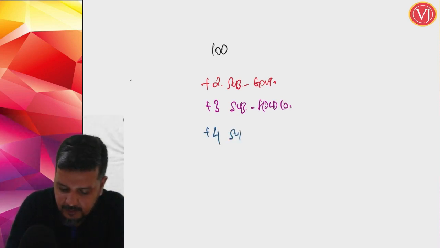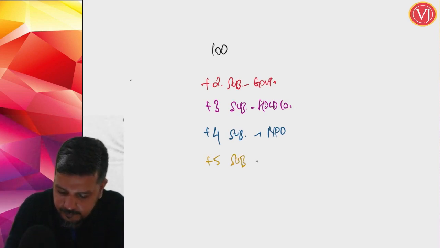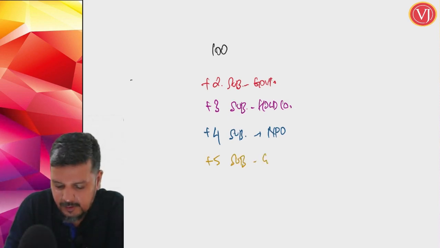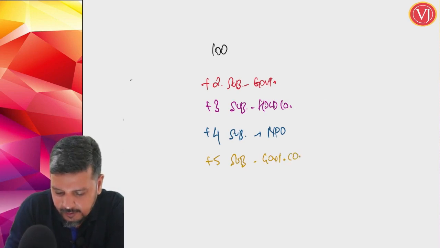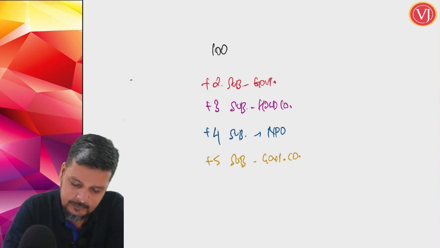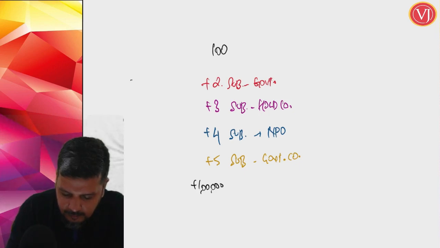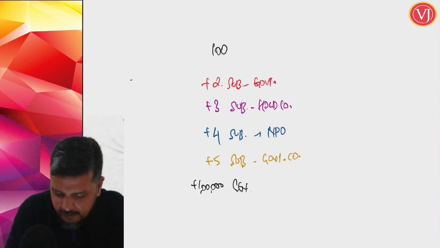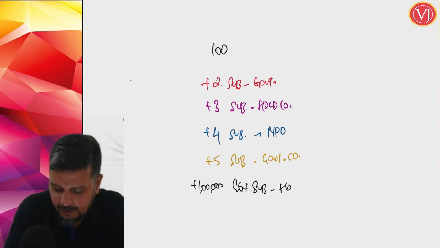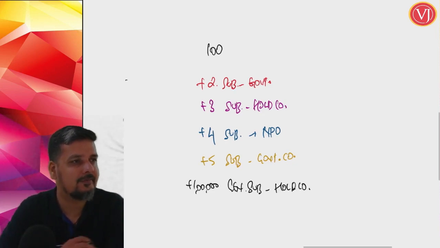4 rupees subsidy, a non-profit organization is giving it. 5 rupees subsidy, a government company is giving it. Plus 1 lakh general subsidy is given again by my holding company. What is the assessable value?